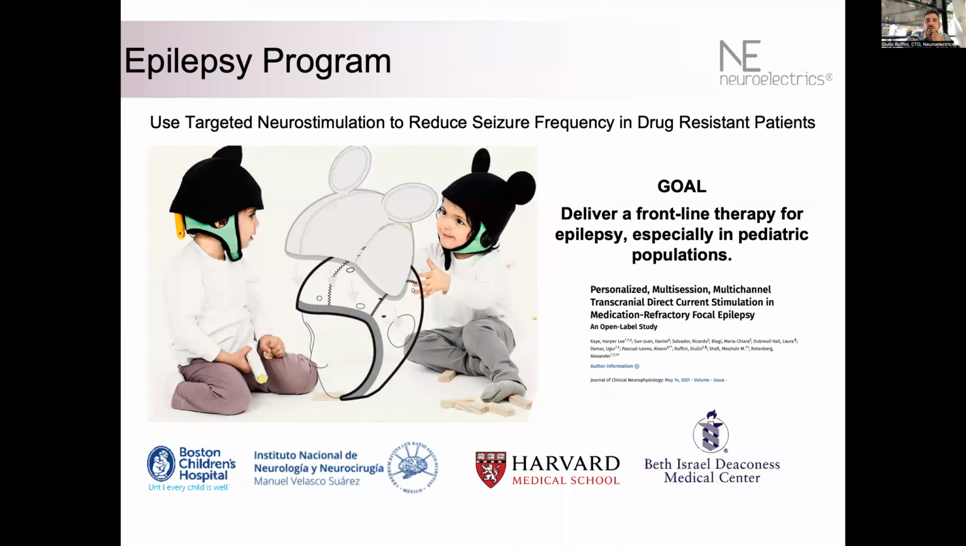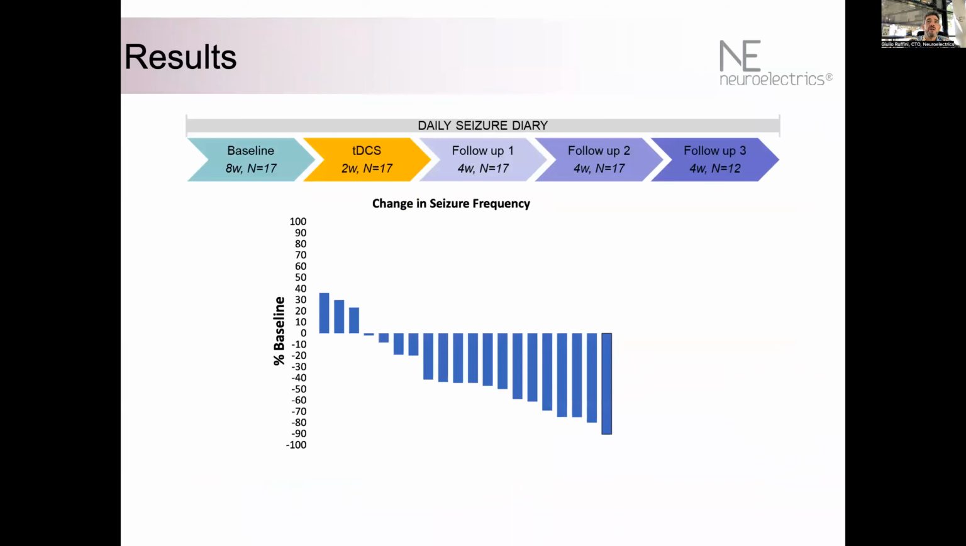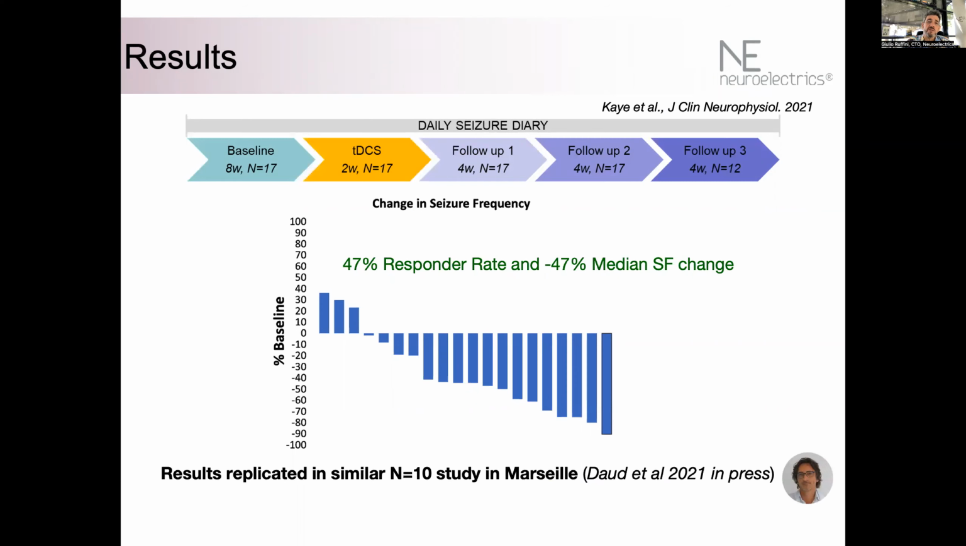We have begun some years ago now the application of these ideas in the context of epilepsy, and the first one was an open label study that we did in collaboration with Beth Israel, Boston Children's, and Instituto Nacional de Neurología y Neurocirugía, where we applied targeted stimulation to patients based on their specific targets. And this study involved 20 patients, of which 17 completed the protocol. And we saw a reduction of 47% in the seizure frequency rate of these patients and almost a 50% responder rate. And so the results were very encouraging. And these results have been replicated in similar studies now with our colleagues in Marseille.